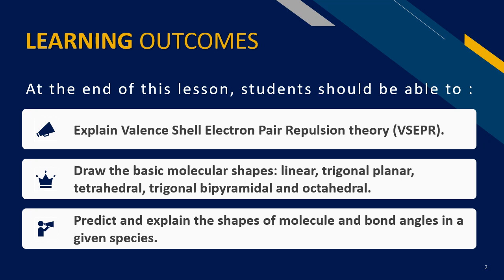At the end of this lesson, students should be able to explain the valence shell electron pair repulsion theory, or VSEPR, and draw the basic molecular shapes as linear, trigonal planar, tetrahedral, trigonal bipyramidal, and octahedral. Students also need to predict and explain the shape of molecule and bond angle in a given species.